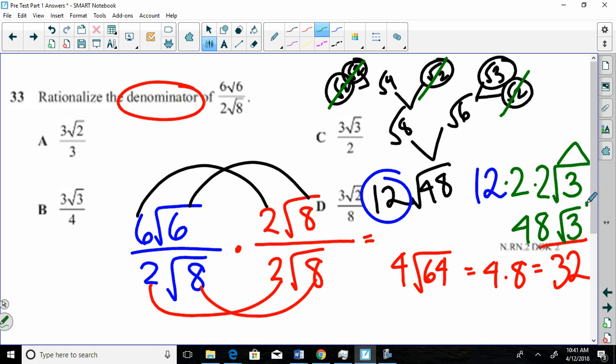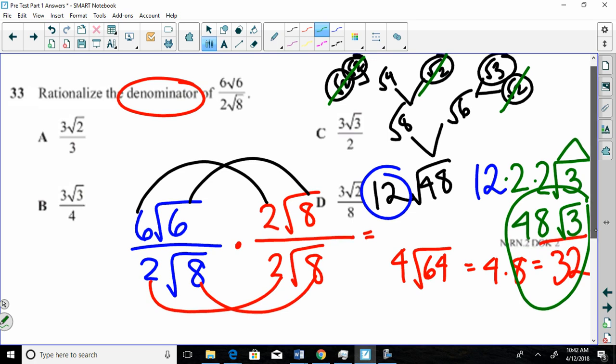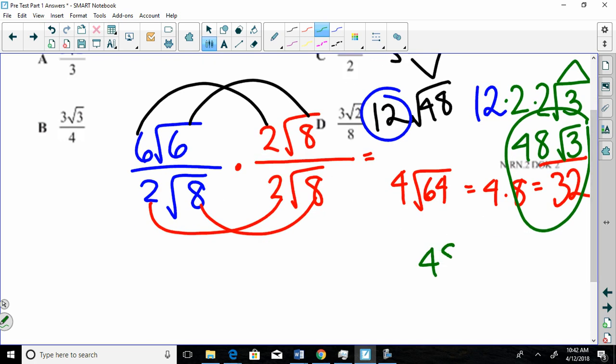Can you pause? Look at it and see if you have any questions. There's one extra step. Really all you're doing is just multiplying the denominator. If you see that word denominator, just multiply the denominator times the numerator. I'm going to rewrite this answer right here.